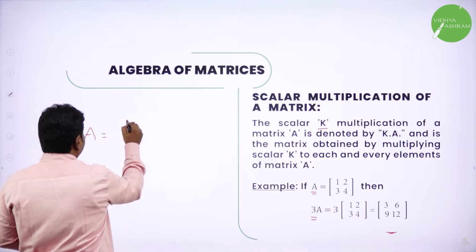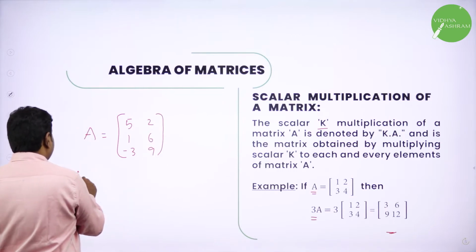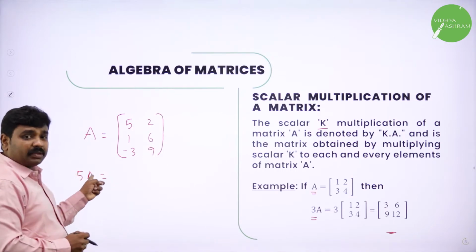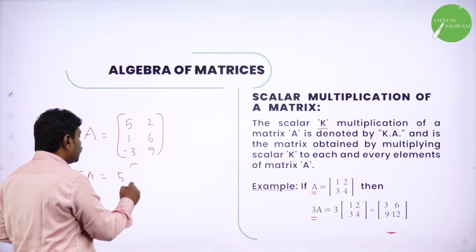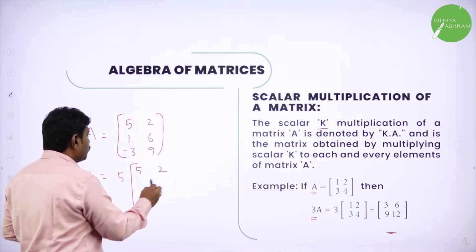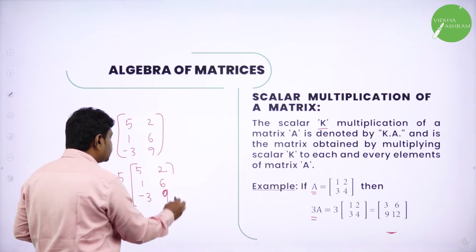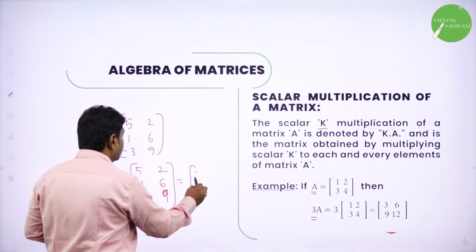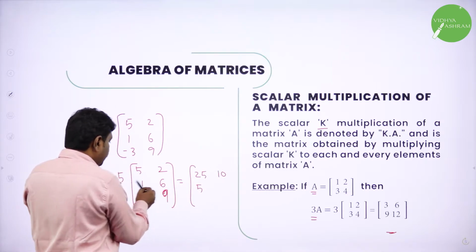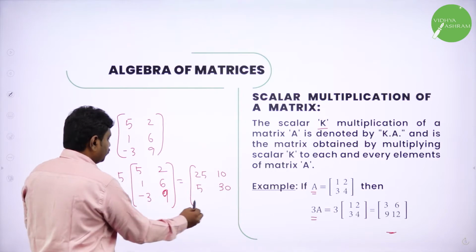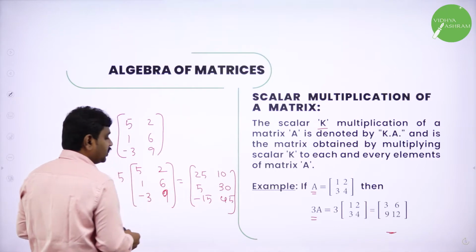So A is equal to, I will take 5, 2, 1, 6, minus 3, 9. If I ask 5A, what is meant by 5A? Scalar multiplication of A. Scalar means number. How to multiply a number to a matrix? A number to a matrix is multiplied by multiplying the number to each element of the matrix. So now 5 into 5, 25, 5 into 2, 10, then 5 into 1, 5, 5 into 6, 30, 5 into minus 3, minus 15, 5 into 9, 45. I multiplied 5 to each element.